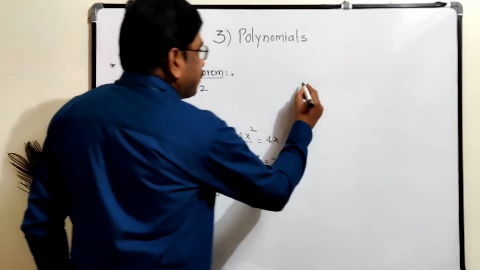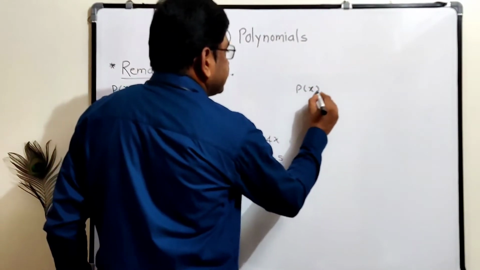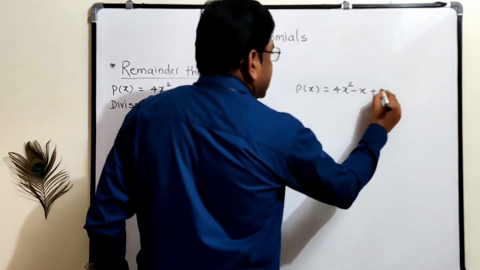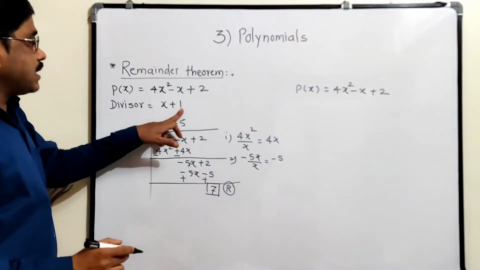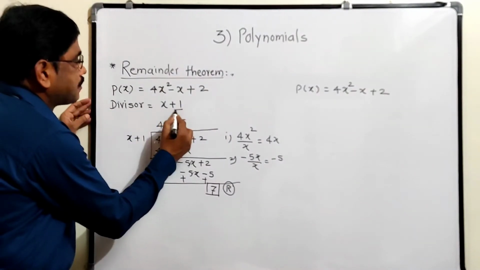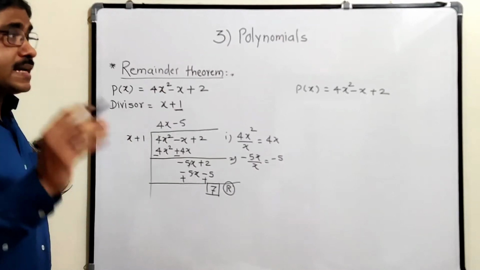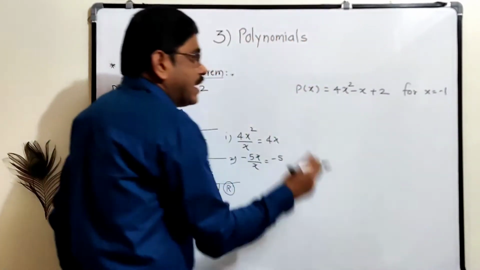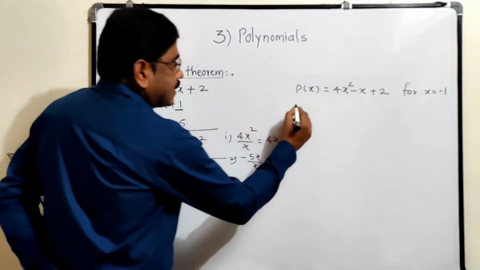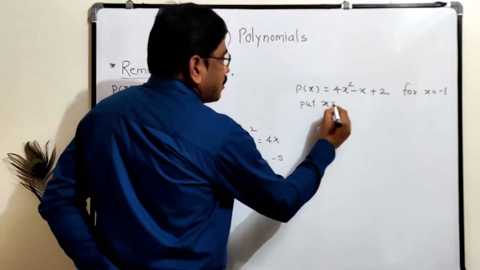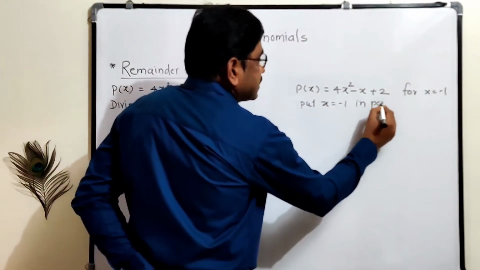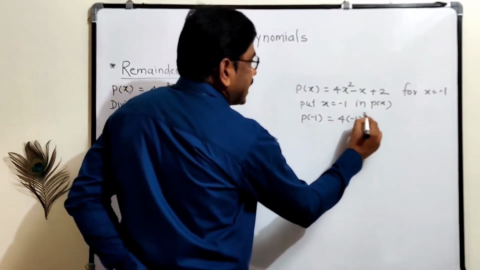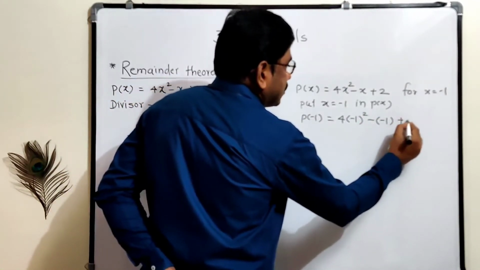Now find the value of this polynomial. The p(x) is given. What is the p(x)? Same, 4x square minus x plus 2. Now what is the divisor? x plus 1. So take the opposite number of this plus 1, minus 1. So for x is equal to minus 1, find the value of that p(x). Put x is equal to minus 1 in p(x). So we get p(minus 1) is equal to 4 into minus 1 square minus minus 1 plus 2.